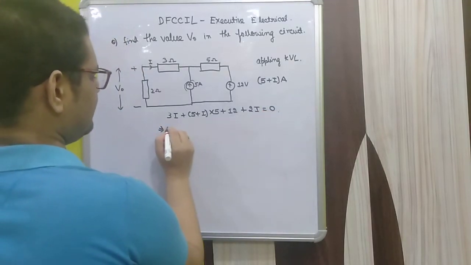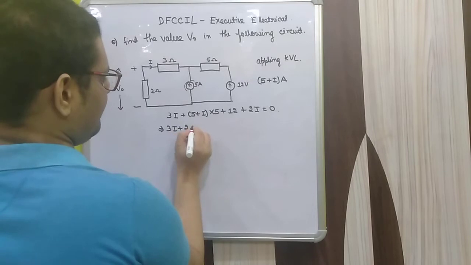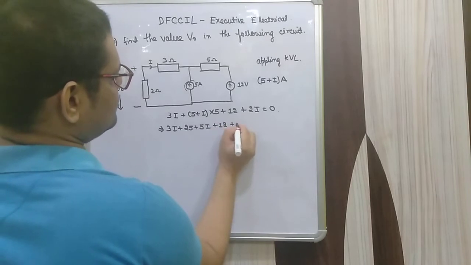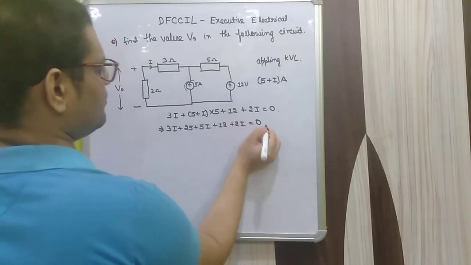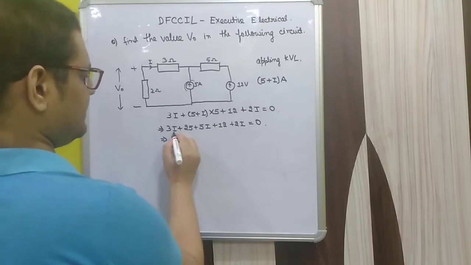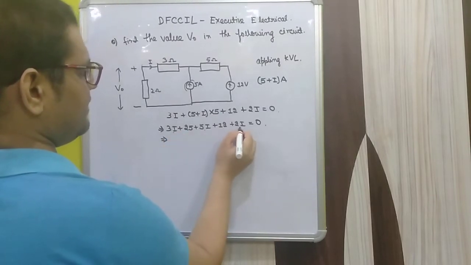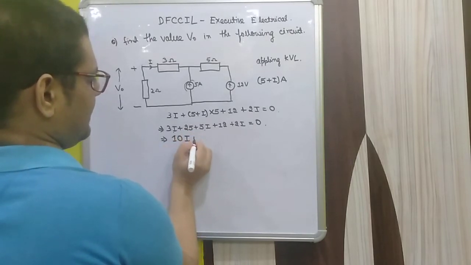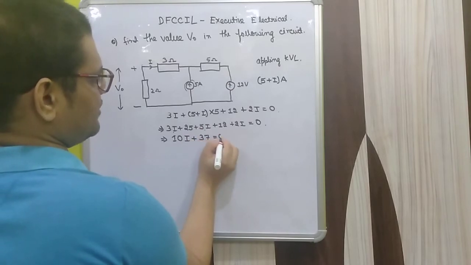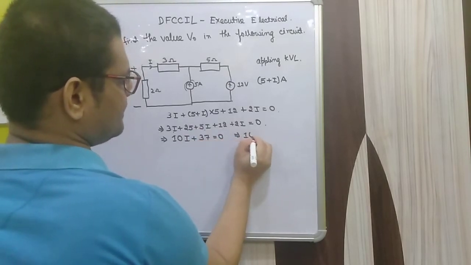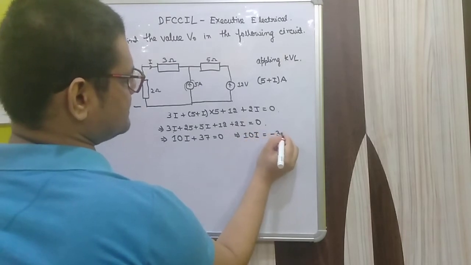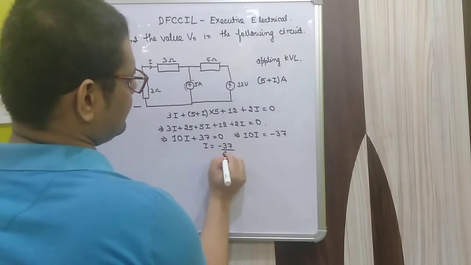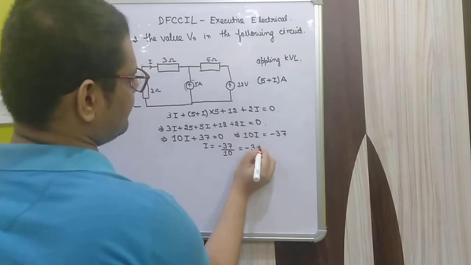Now we just calculate 3I plus 25 plus 5I plus 12 plus 2I is equal to 0. So just we do the summation, that is 3I, 5I plus 2I. So 5 plus 2 is 7, plus 3 is 10, 10I. 10I plus 37 is equal to 0. So we can write here 10I is equal to minus 37. It goes over there. So I we can write minus 37 by 10, that will be equal to minus 3.7.